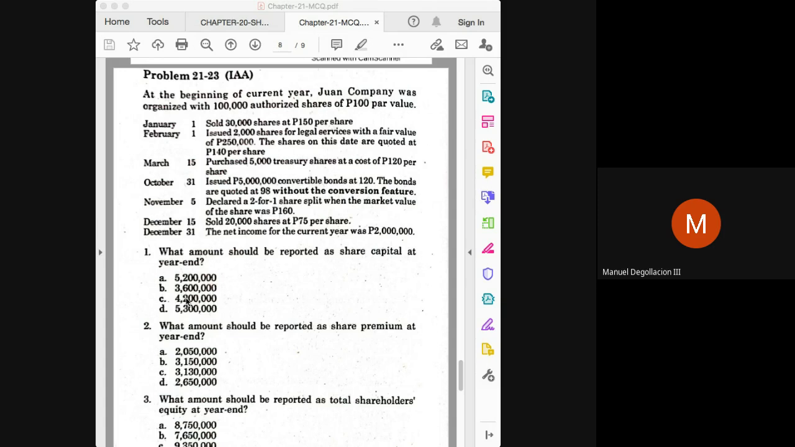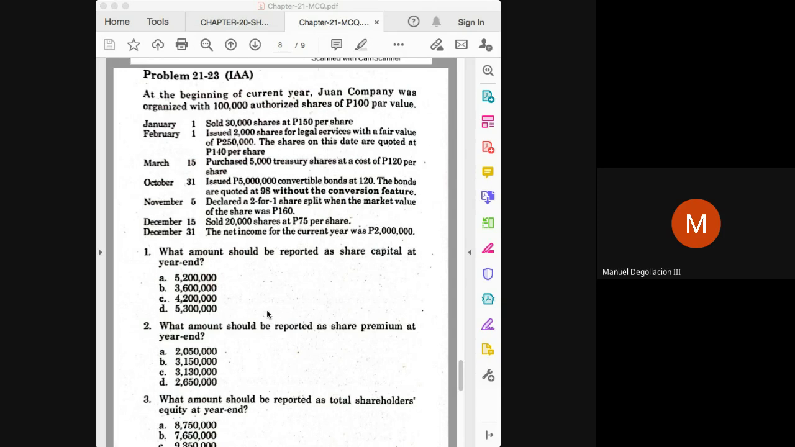Then December 31, the net income for the current year was 2 million. Debit income summary and credit retained earnings for 2 million. Now with those entries, class, we should be able to answer all the questions here. Okay, number one, what amount should be reported as share capital at year end? Okay, so what transactions involve the share capital account? We have the January 1, we had the credit to share capital in the amount of 3 million.